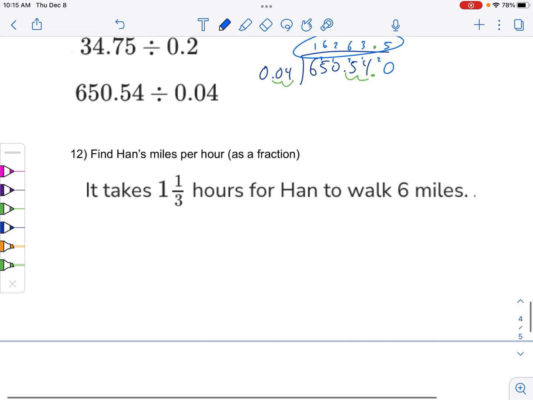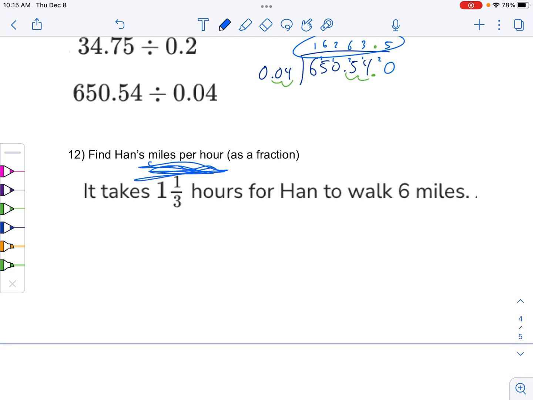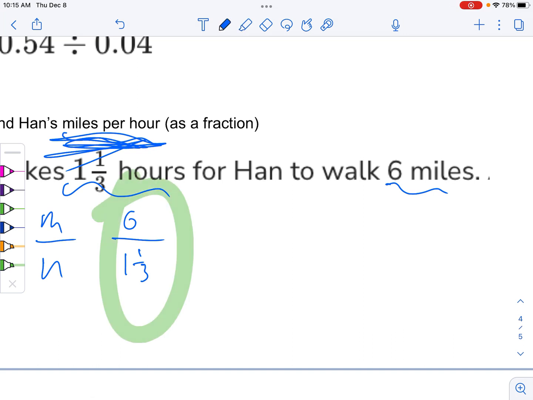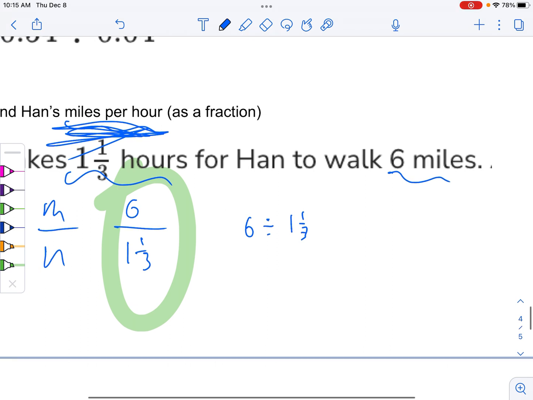Oh my goodness, we got 1 more. Okay, miles per hour. I'm going to write my ratio, miles per hour, so I can keep track of what's going on. So how many miles did they go? 6 miles. How many hours? Okay, 1 1/3. All right, my ratio, this is a division problem. So let's set it up as a division problem. 6 divided by 1 1/3.